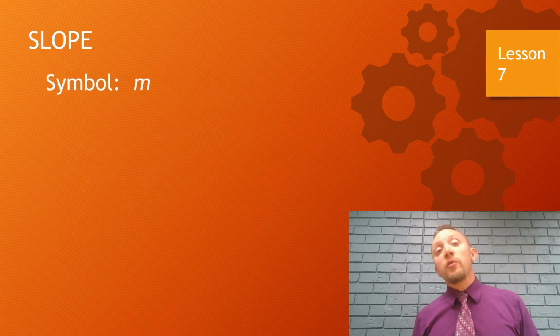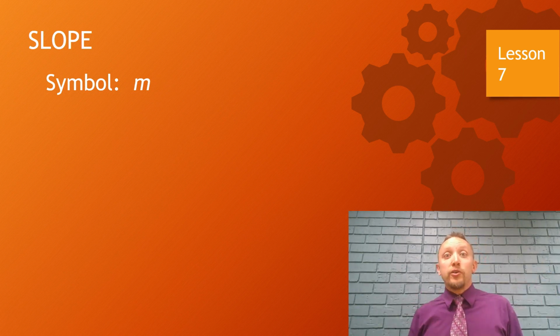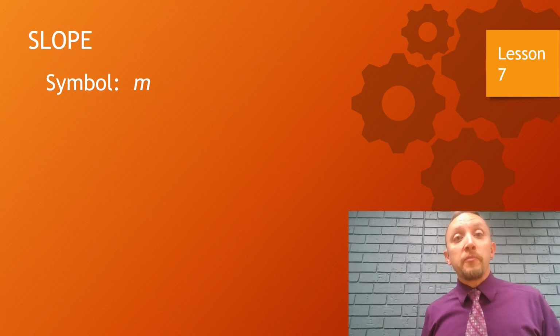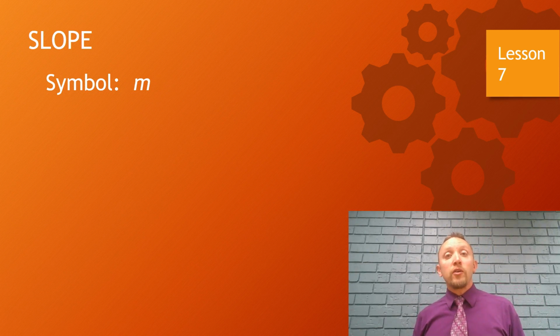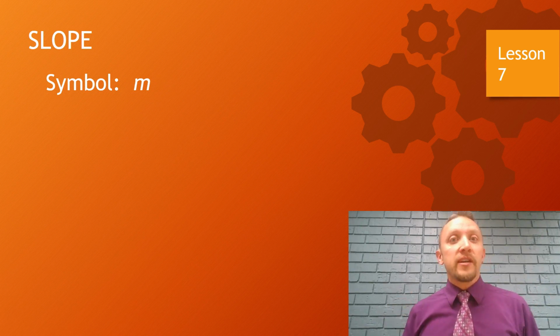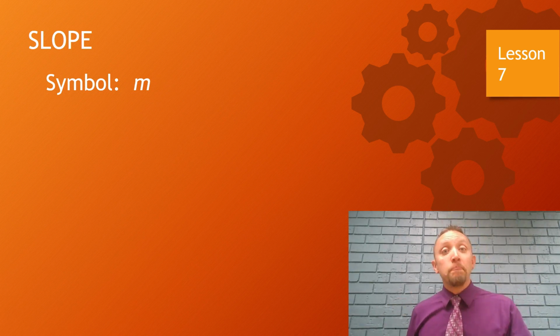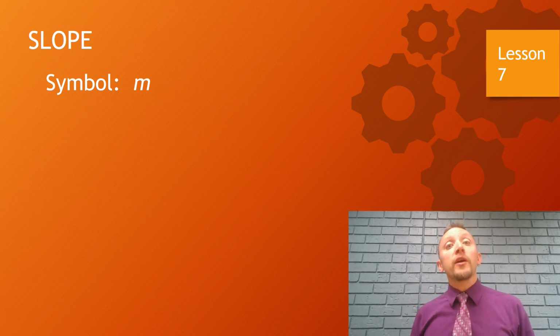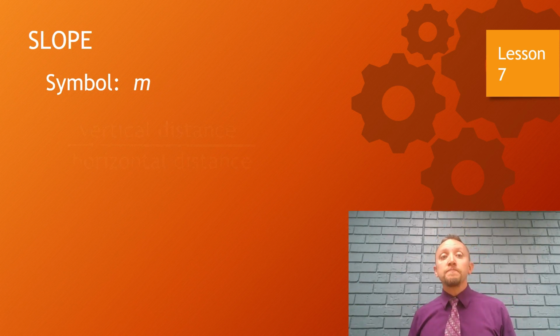Now we have a symbol that we use for slope, and that symbol is the letter M. Why do we use the letter M for slope? I don't know. Great question. I'm sure it'd be something that you could probably Google and find out. I'm sure it has something to do with the Latin phrase, what slope is. But you know what? Right now, we're just going to stick with the fact that it's just M. So anyhow, the slope of a line, we're going to use M to represent the slope.